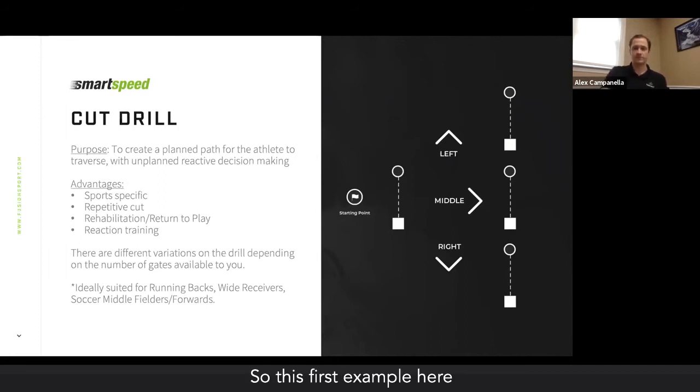So this first example here is called the cut drill. The purpose is around using our timing gates, the lights on our pro gates, which give you a visual cue or even an audio cue in your ear, to see a stimulus, make that decision, and then appropriately run to that gate. In this very simple diagram, you'll see there's a start gate where my starting flag is. I'd run through that start gate, and in this example I have 1, 2, or 3 different options of a gate that might go off, and I would either cut left, cut right, or sprint through.